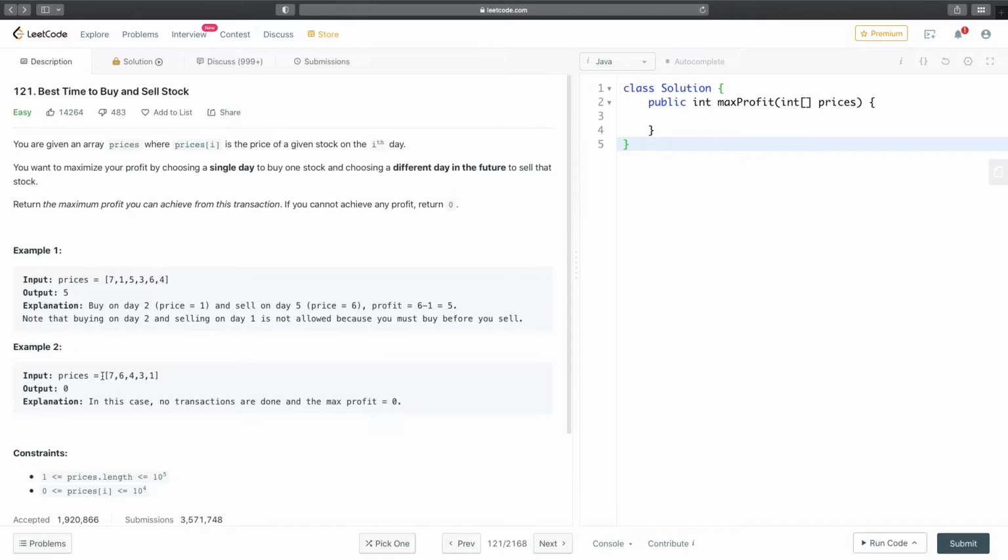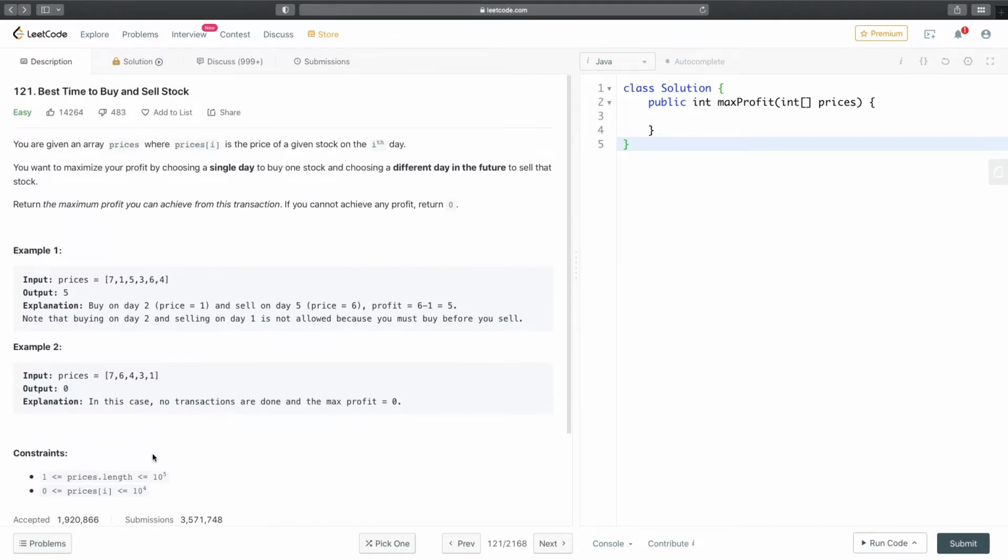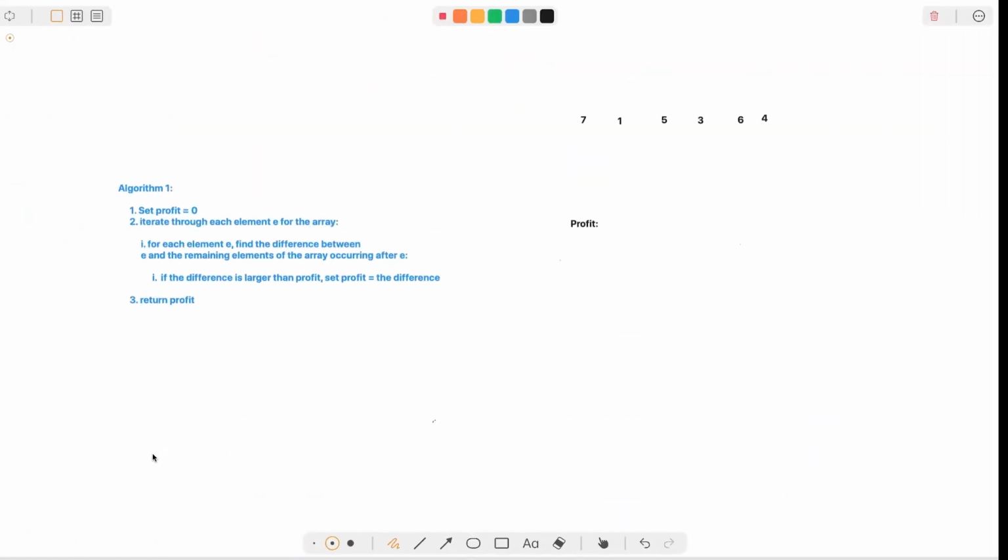Look at this second example here. If you notice, the array is sorted in descending order, so whichever price you buy the stock at, you're going to sell it at a lesser value, so you cannot get any profit out of this array, so the output will always be 0. Now since we have looked at the problem definition, we can move on to the solution.